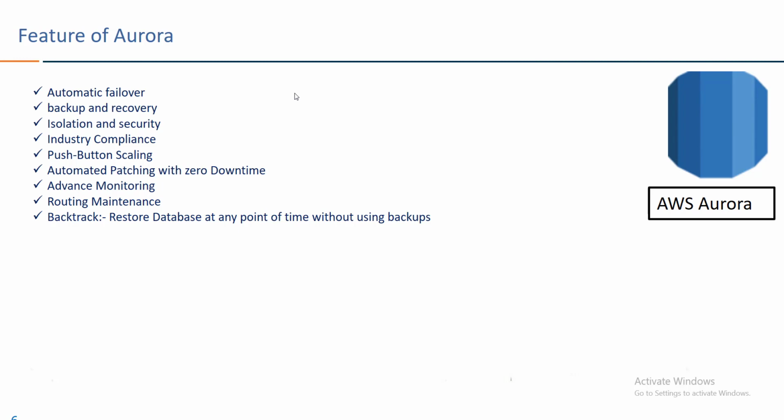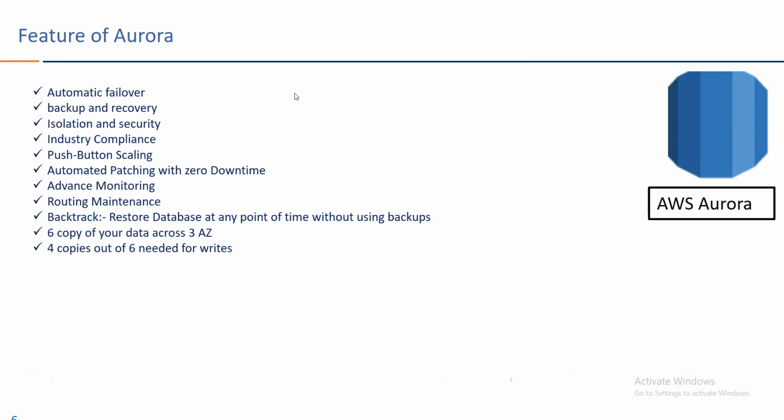If you want to put your whole database at a particular point in time, you can go back, but there is a limitation. You can go back up to 72 hours by default. Six copies of your data across 3 availability zones will be present. 4 copies out of 6 are needed for the write, like a quorum.